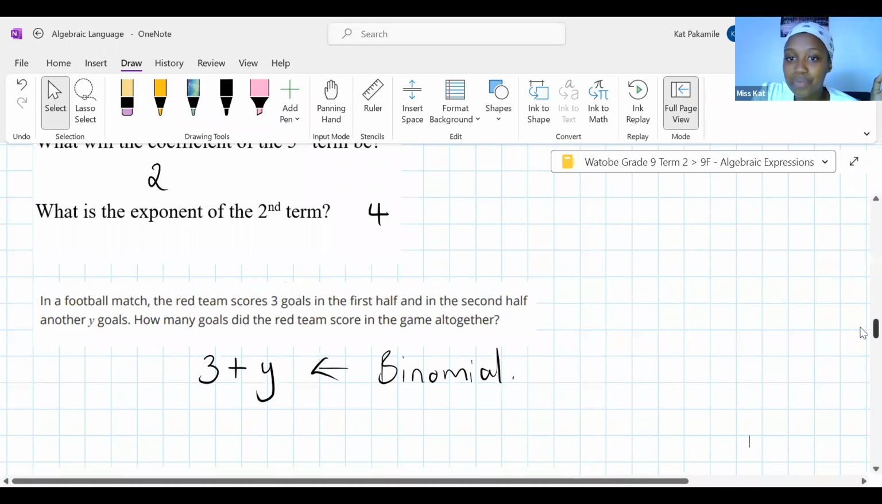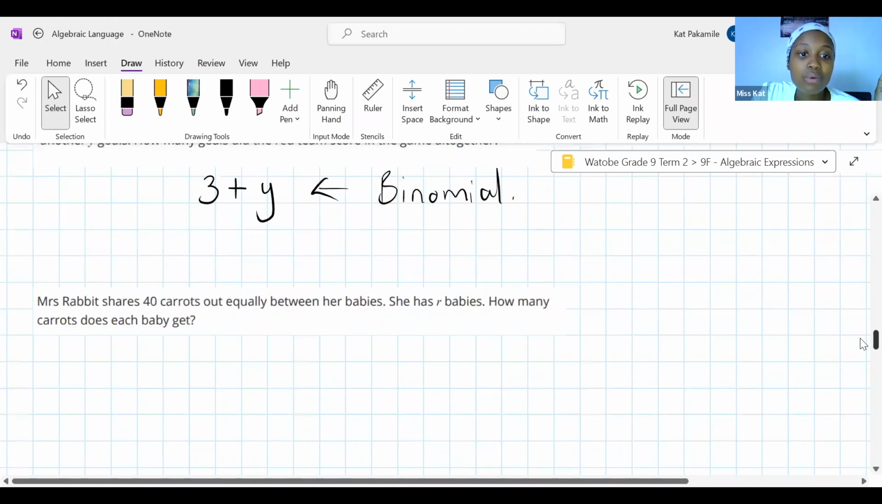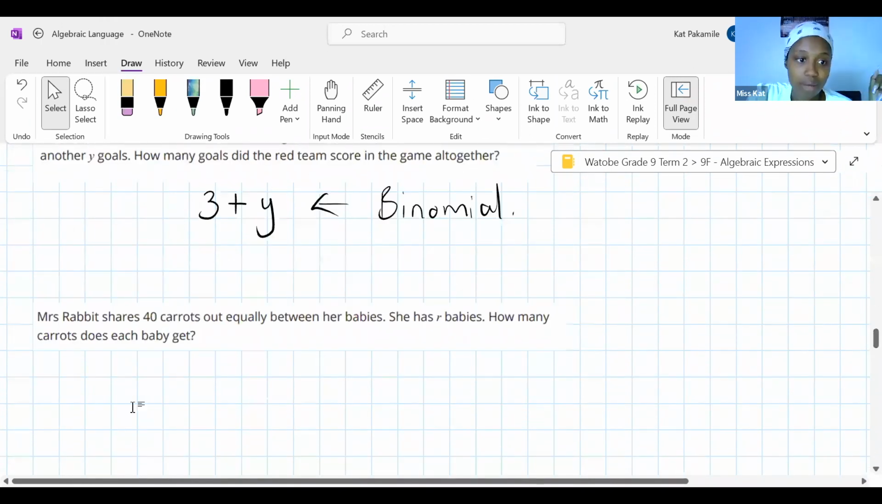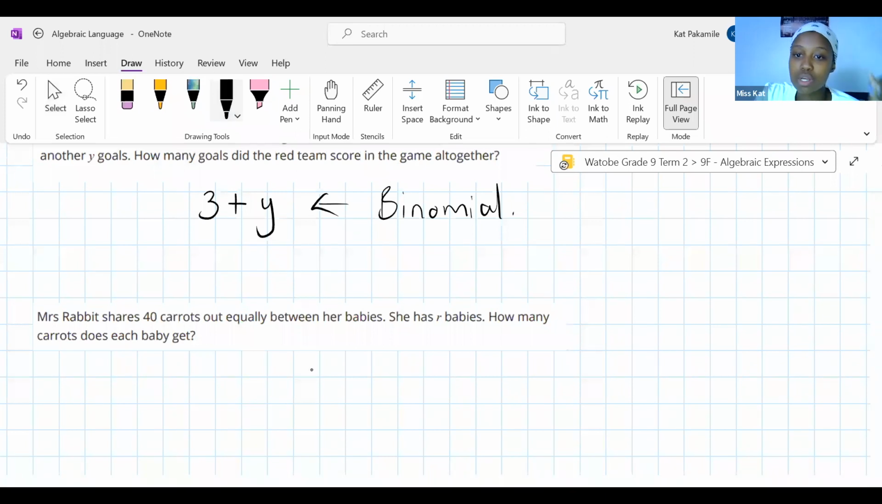Whew. Thank you, guys. Okay, now that we're used to these and we see they're not as bad, let's try again. Mrs. Rabbit shares 40 carrots equally between her babies. Okay, she has R babies. How many carrots does each baby get? How do you express this as an algebraic expression? Anyone? If you have to share something, what would you do? Which operation do you use if you have to share something?